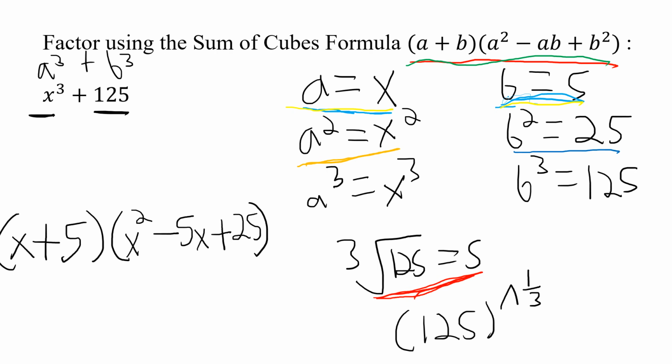Can we factor the second part of the expression any further? Well, let's see. Are there two numbers that multiply to be 25 and add to be negative 5? The answer would be no. So we are done. This would be our final answer for the expression.